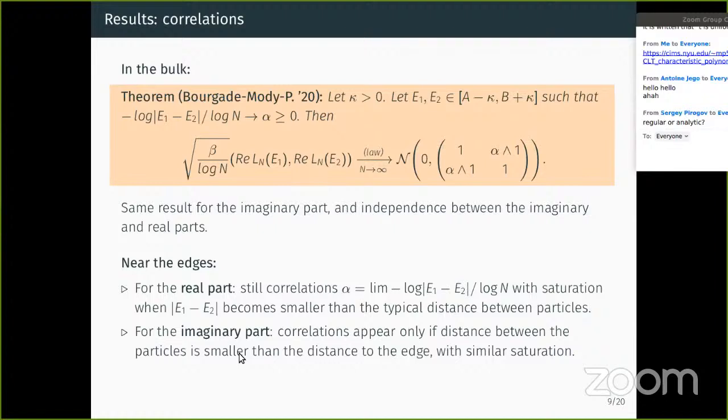And interestingly, for the imaginary part, the correlations are different and they are actually weaker. As soon as the distance between your two points is larger than the distance to the edge, there are no correlations. The correlations only appear if the distance between the two points is smaller than the distance to the edge. Okay, so that's it for this result.